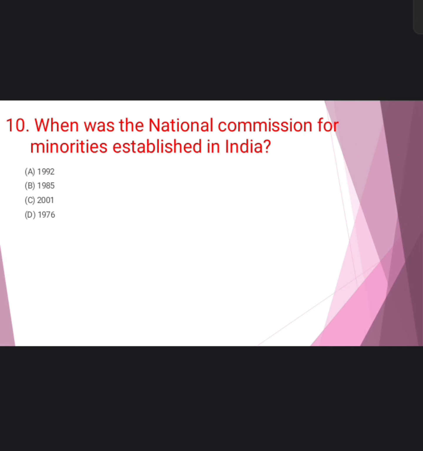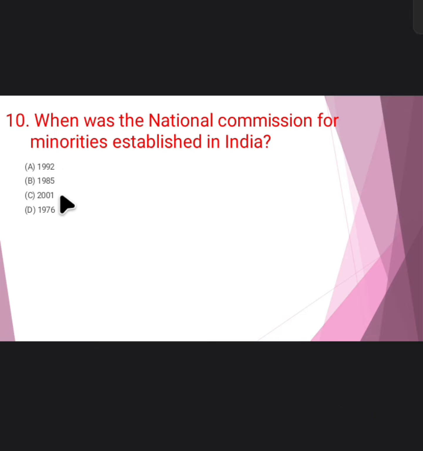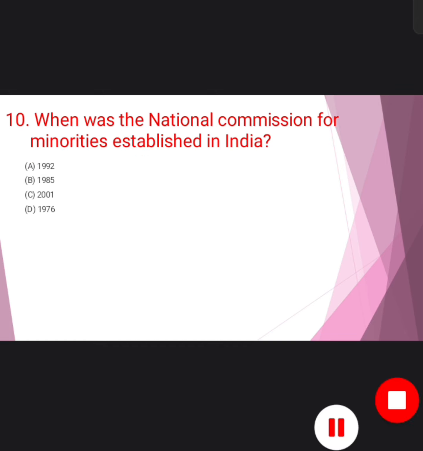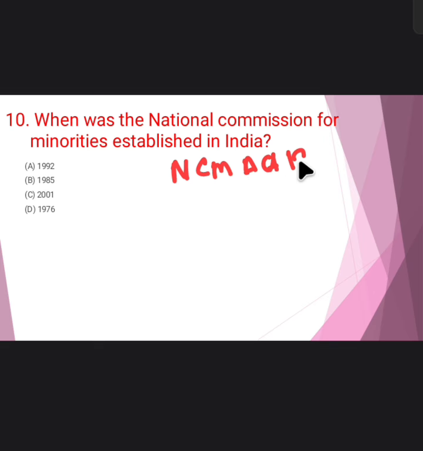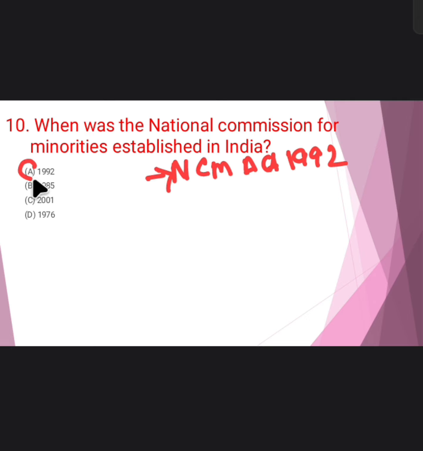Moving on to the next question, which is question number 10. When was the National Commission for Minorities established in India? Options were 1992, 1985, 2001 and 1976. The correct answer for this question is option A, 1992. The National Commission for Minorities was established through the NCM Act 1992, hence option A would be the right answer.